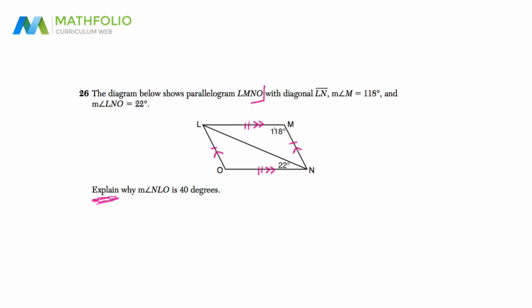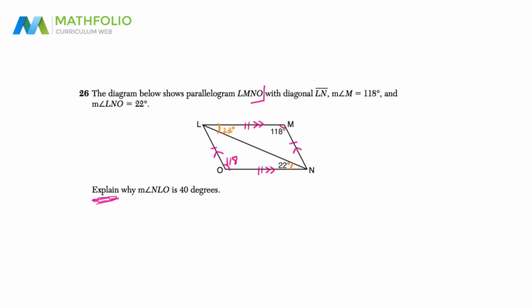I also know in a parallelogram that opposite angles are in fact congruent. So this would be 118. And while I change color, I also know, because the top and the bottom are parallel, that LN is almost like a transversal. So 22 is the alternate interior angle to this angle, which is also 22 degrees.